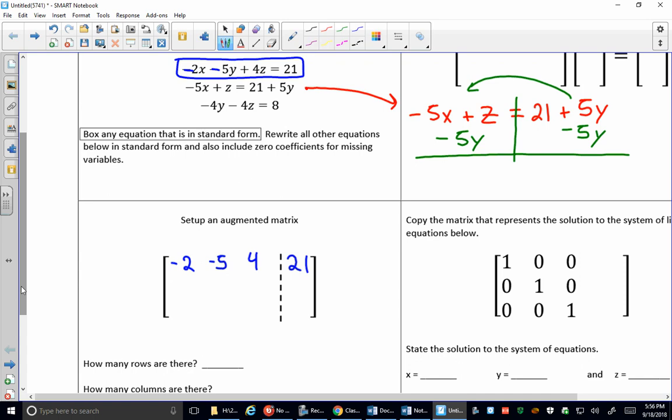Now we want to put them in order. So remember that x goes first, y goes second, and z goes third. And what does it equal? The constant that was left over on the other side. So now we have -5, -5. If it helps to remember, there's a 1 coefficient in front of that z, and 21 on the other side.